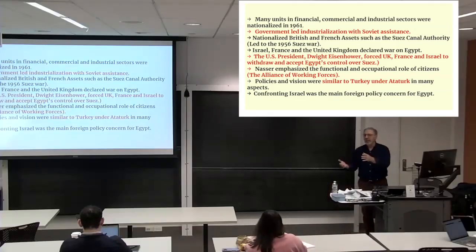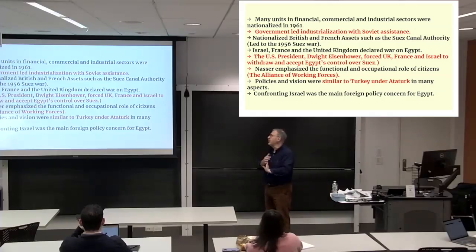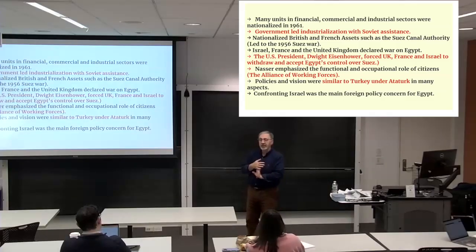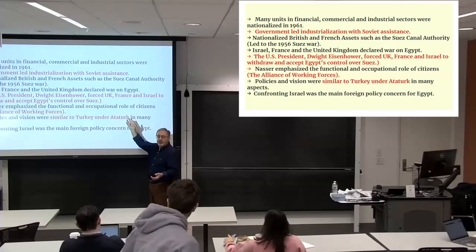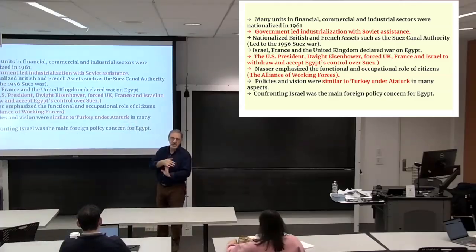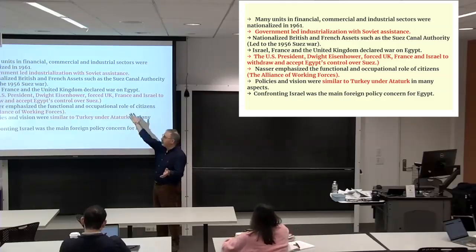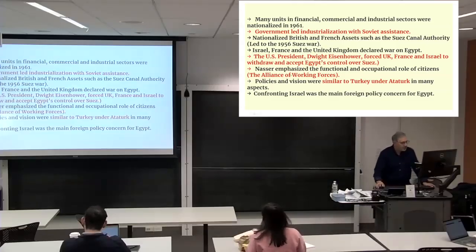Again, that is another way that the government in Egypt was similar to the government that Ataturk created in Turkey, and one could say that it was influenced by it, because as we saw last time, Mustafa Kemal, known as Ataturk, created the government of Turkey in the 1920s and 1930s. And that became a role model for many leaders after World War II, including Jamal Abdel Nasser in the 1950s and 1960s. That's why we see the policies and vision of Nasser were similar to Turkey under Ataturk in many aspects.